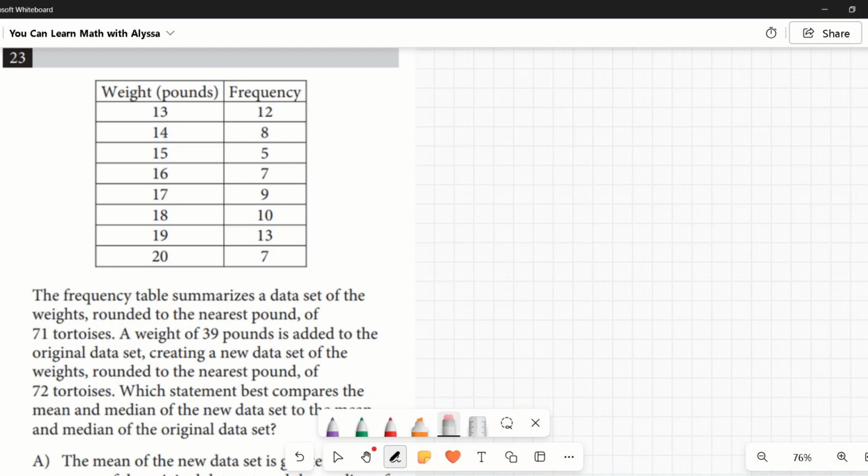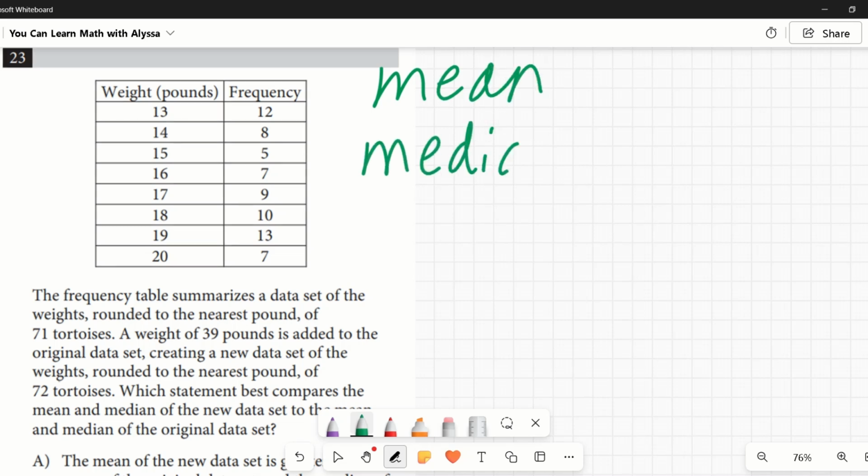So how would we go about finding the mean and the median of the original data set, before this beast of a tortoise, this 39-pound tortoise, was added to the mix? A lone 39-pound tortoise. He's like twice as much as the heaviest tortoises. What has he been eating that he has grown so incredibly, impressively huge? That's a monster tortoise, I'm assuming. Unless they're different species. We're not told that. Maybe they're different species. That would make more sense. I digress. I like animals.